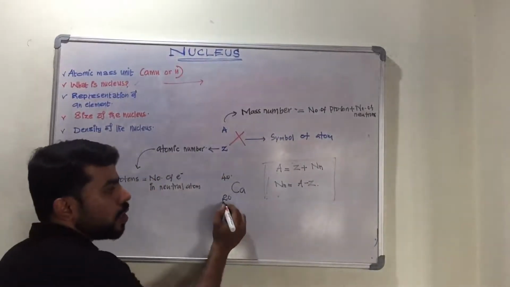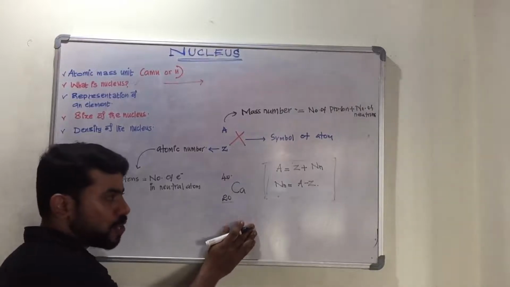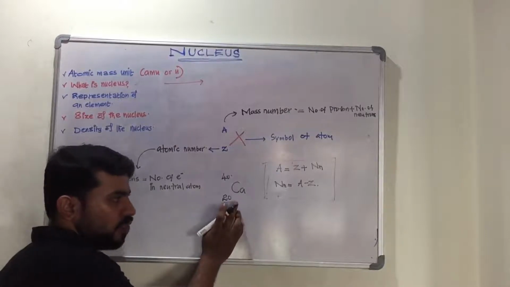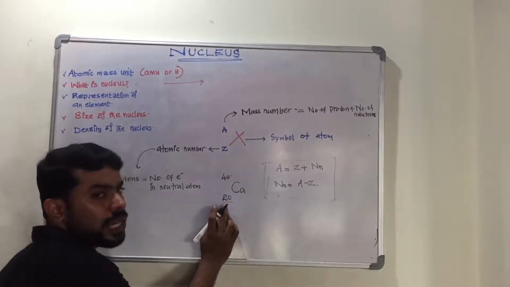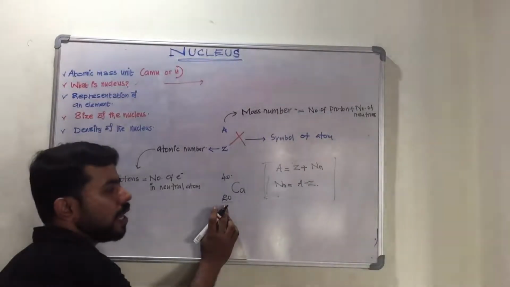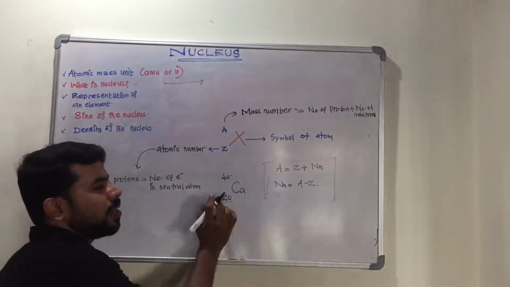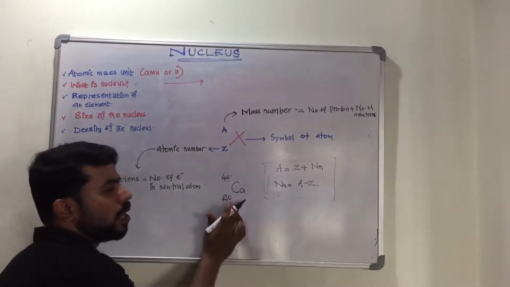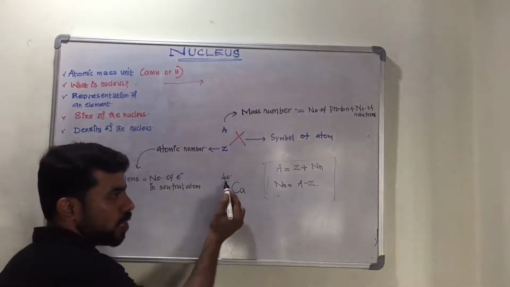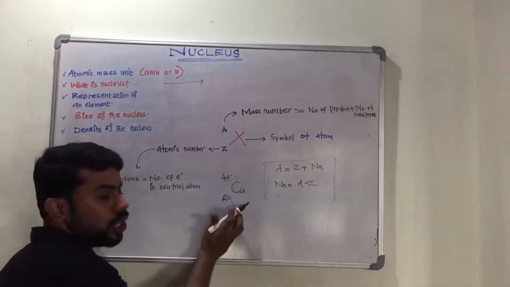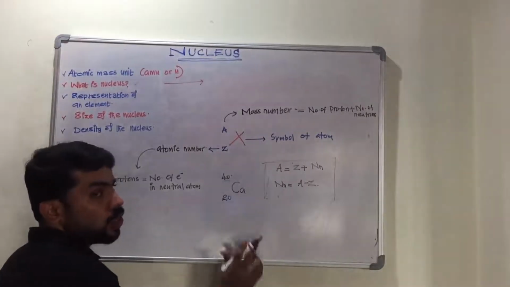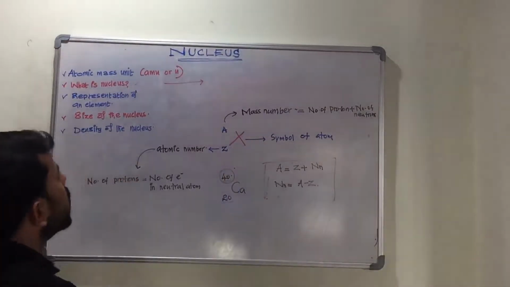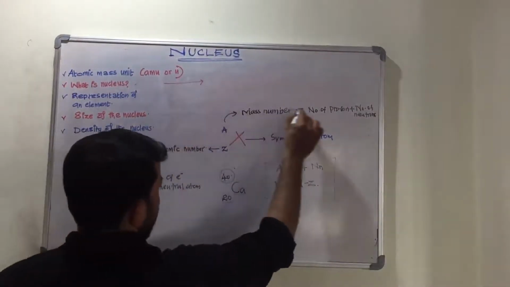So here 20 is the atomic number of calcium, which means it consists of 20 protons inside its nucleus. If the calcium is neutral, it consists of 20 electrons outside the nucleus, that means in the shells. Then 40 is its mass number, which means it consists of 20 protons and 20 neutrons. The number of neutrons is given by 40 minus 20, so 20 neutrons plus 20 protons. Mass number is 40. Okay, so this is the method to represent an atom.